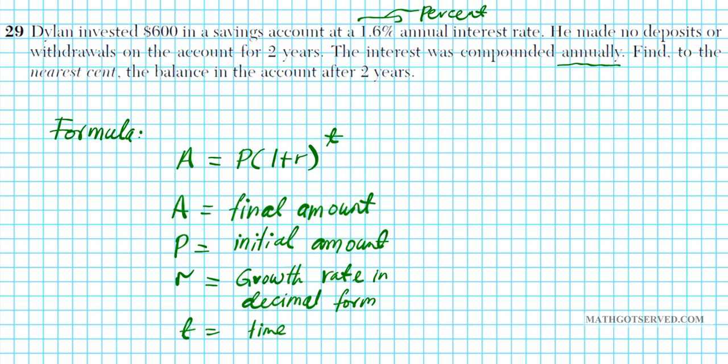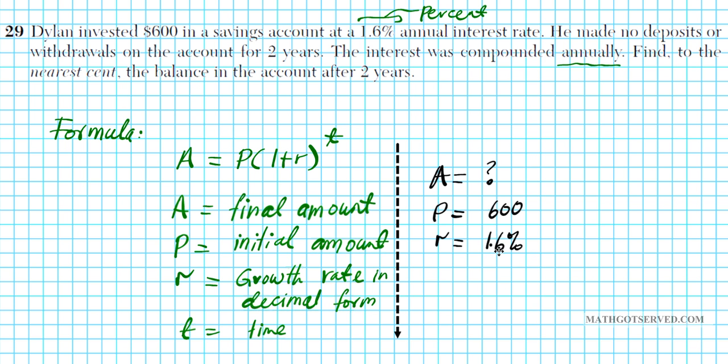Now we're going to apply this formula to the situation that we have right here. So let's start with A. What is A? What is the final amount? What is the amount that Dylan had after 2 years? Question mark. That's what we're looking for. What is the initial amount P? He started with 600. What is the growth rate? The growth rate is 1.6%.